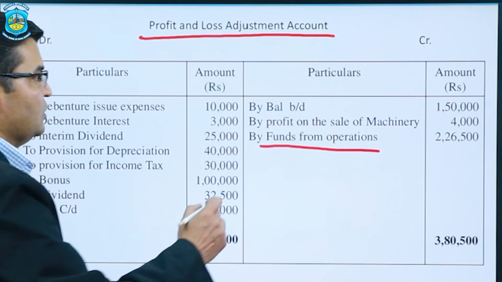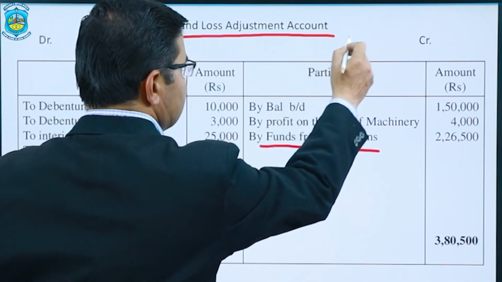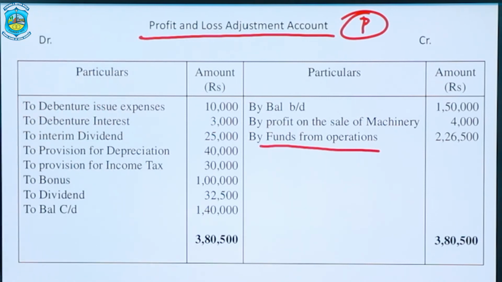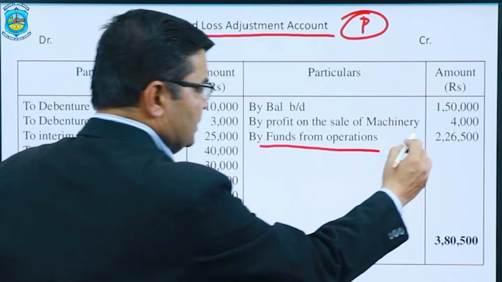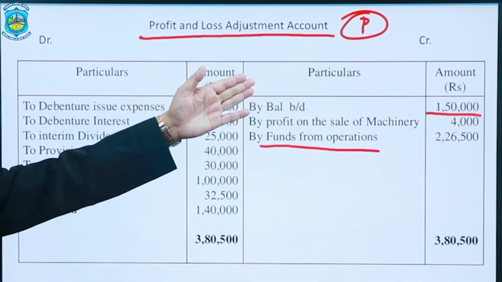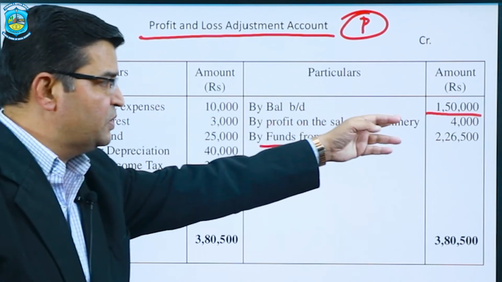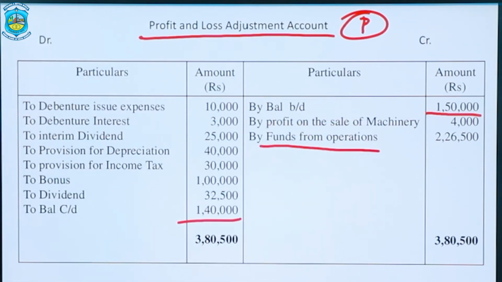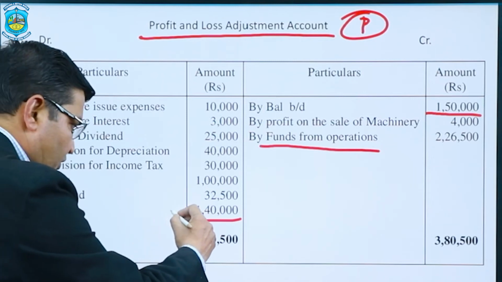So opening balance, all of you know that profit and loss means this is our profit only, and profit must always have a credit balance. Therefore, we will start the preparation of this profit and loss adjustment account from the credit side. So the opening balance is rupees 1,50,000 and the closing balance is rupees 1,40,000. Both these are already given in the balance sheet.